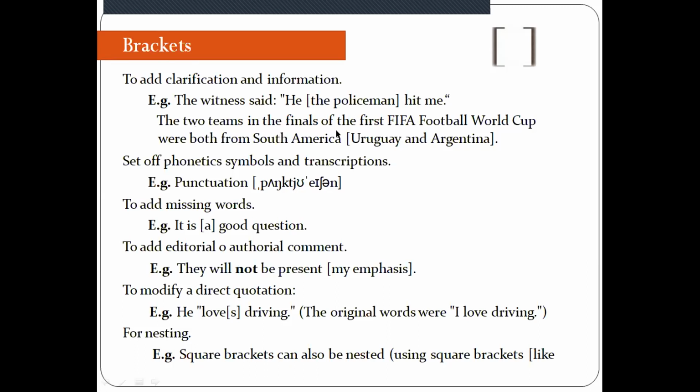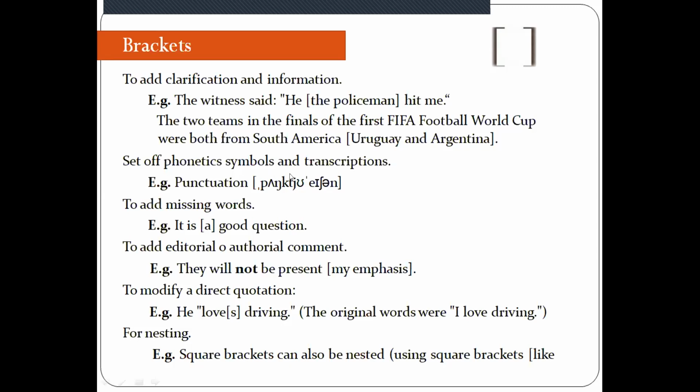The two teams in the finals of the first FIFA Football World Cup were both from South America. So for more information, what teams are those? Uruguay and Argentina. We add that information in the brackets. It shows that you want to explain more, clarification and more information.